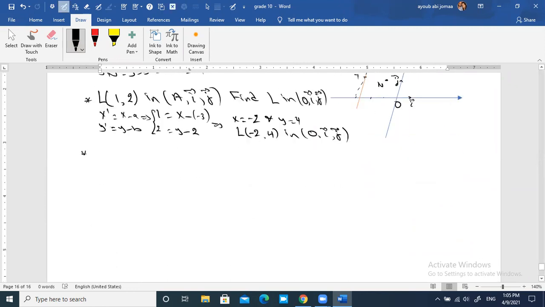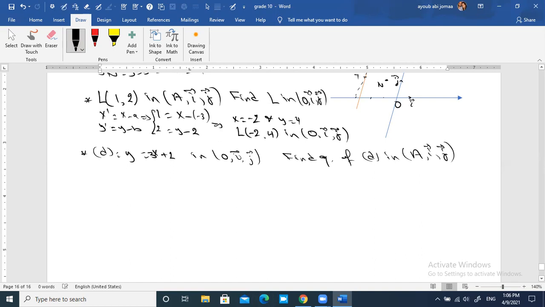Let's say you have a straight line D of equation y is equal to 3x plus 2 in the system OIJ. And let's find the equation of D in the system AIJ. Right.